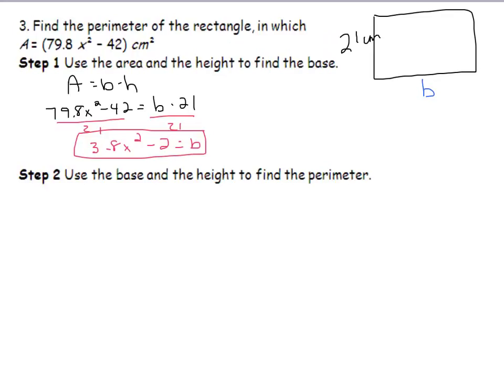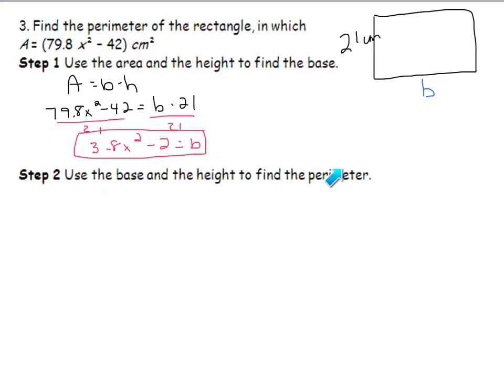All right, so I set it up. Area equals base times height. My area is the 79.8 x squared minus 42. The base is what I'm looking for, and the height's 21. So to solve for b, I divide everything by 21. So the base is actually 3.8 x squared minus 2. Now I want you to use the base and the height to find the perimeter.